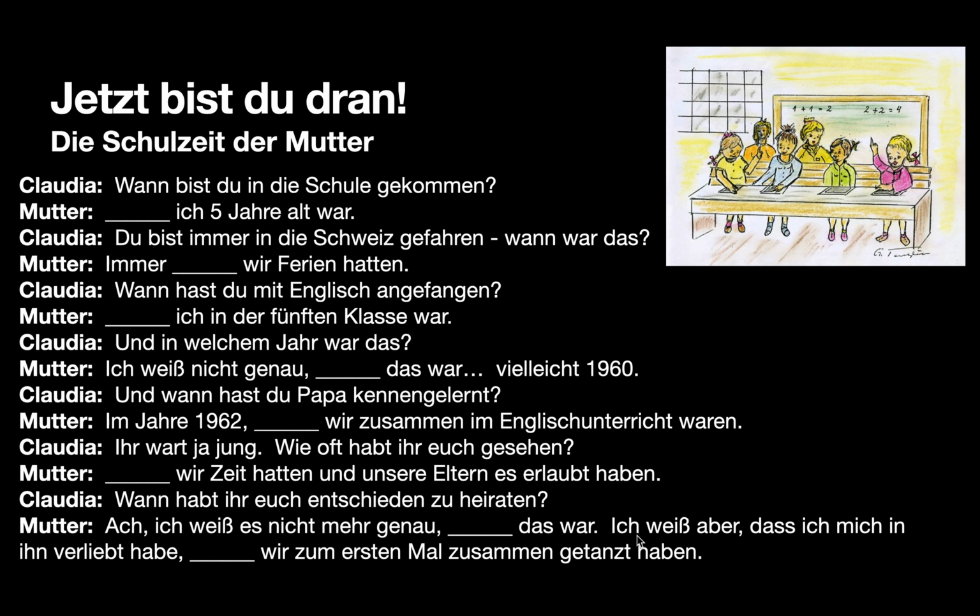Claudia asks her mother, "Wann bist du in die Schule gekommen?" And here, Claudia is asking a question, so that's why she uses wann to start her question. But the mother says, "blank ich 5 Jahre alt war." Here, the mother is not asking or paraphrasing a question, so we don't want to use wann. We have to ask ourselves, does she mean one time when I was 5 years old, or whenever I was 5 years old? Well, she was only 5 years old once, so als is the correct conjunction to use there. Pause the video now, and when you come back, we'll go over these answers together.